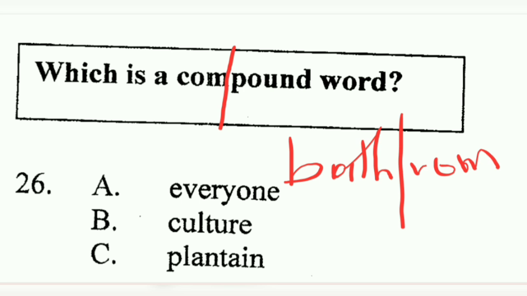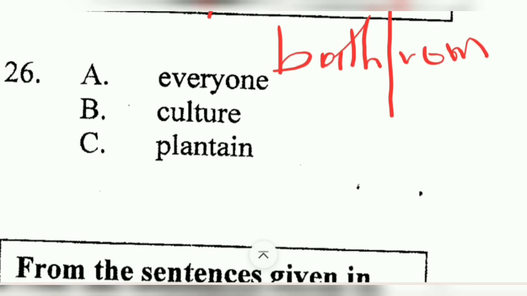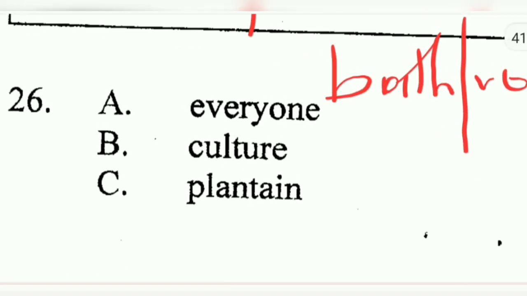So let's look. A says everyone is a compound word, B says culture is a compound word, and C says plantain is a compound word. Which of them can you separate and they have meaning? It's everyone at A. Every is a sensible word, and one is also a word that can stand alone. Both of them can stand on their own and have meaning. Cul is more like a prefix, and you have chur. Plant can stand out, but tain cannot. The compound word is everyone.